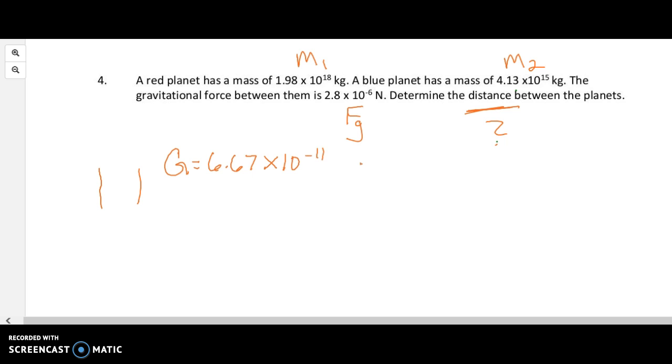If you want to write that out, it is 10 zeros: 5, 6, 7, 8, 9, 10, and then 6, 6, 7. So it is a very, very, very small constant. That's why gravity is the weakest of all the 4 fundamental forces.